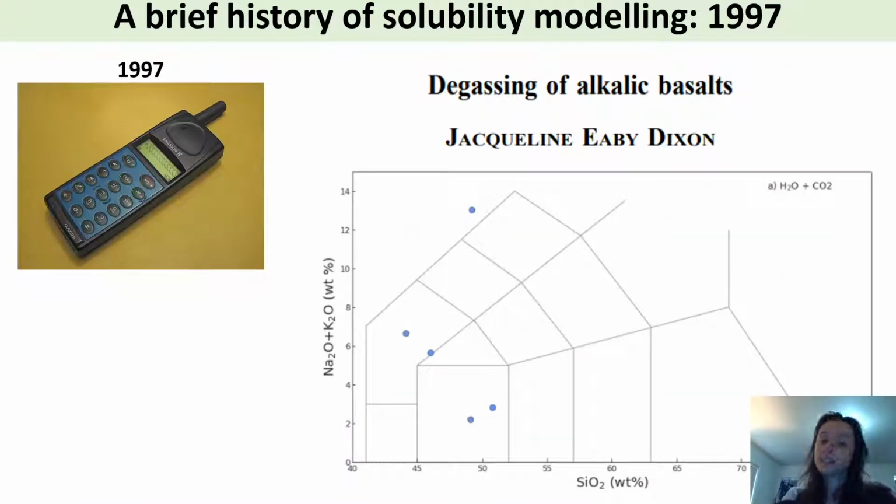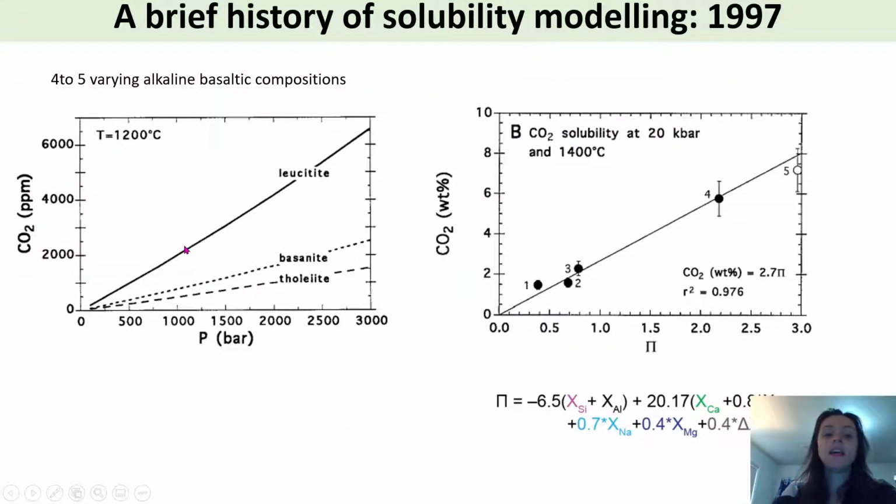So the first model we're going to discuss today is the Dixon model. As I briefly said in the introduction, they actually examined 5 basaltic compositions in terms of silica content, but with a range of sodium and potassium contents. And they found this very clear relationship between CO2 solubility and melt composition at a given pressure.